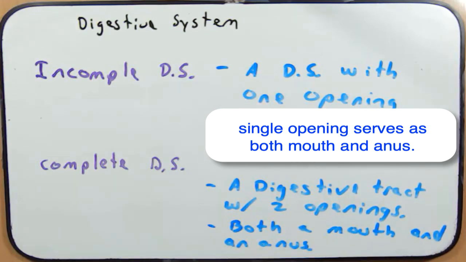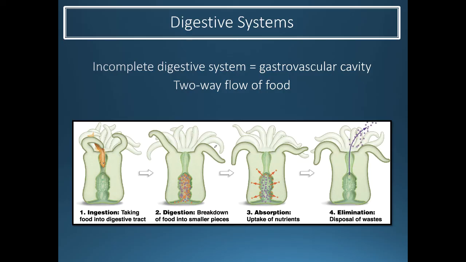So what I'd like to do now is show you a diagram of an incomplete digestive system and then one of a complete digestive system. So here is what incomplete digestive systems would look like. You have an animal right here that looks somewhat like a sea anemone, and then this fish is going to be trapped by it, and it's going to be pulled into its digestive tract.